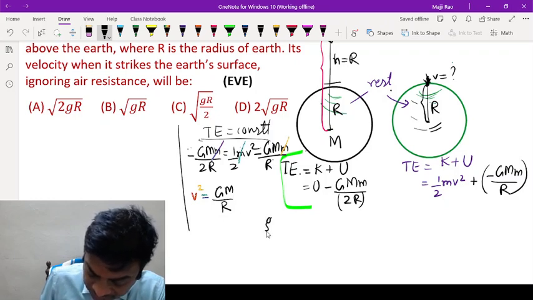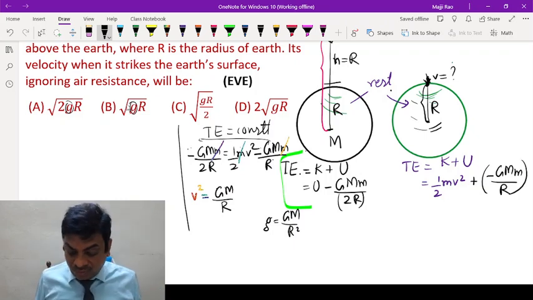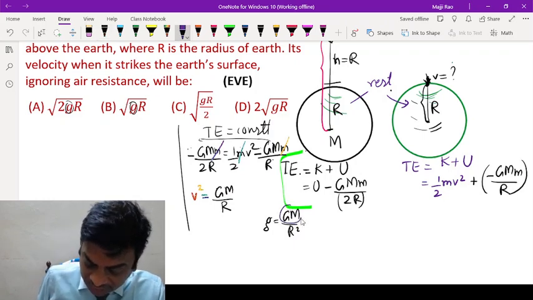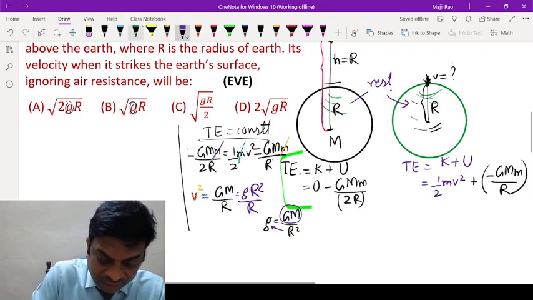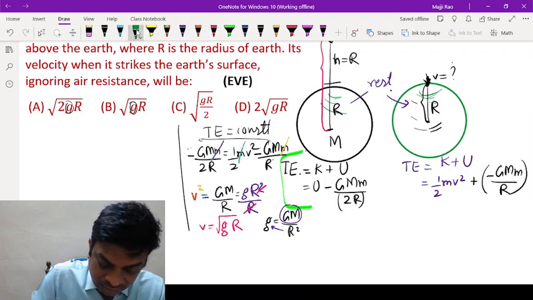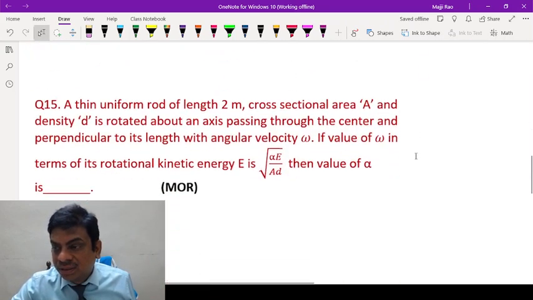Now we all know that acceleration due to gravity is GM by r square on the earth's surface. You can see the options are in terms of small g. So accordingly we have to express our answer in terms of small g. In other words, capital GM can be replaced by small g r square. So we have small g r square, one r gets cancelled here, and we are left with v equal to under root gr. The second option, B option. Moving on to the next question.